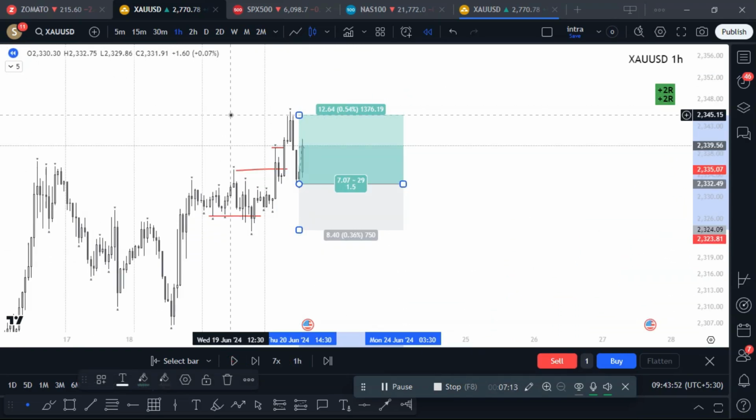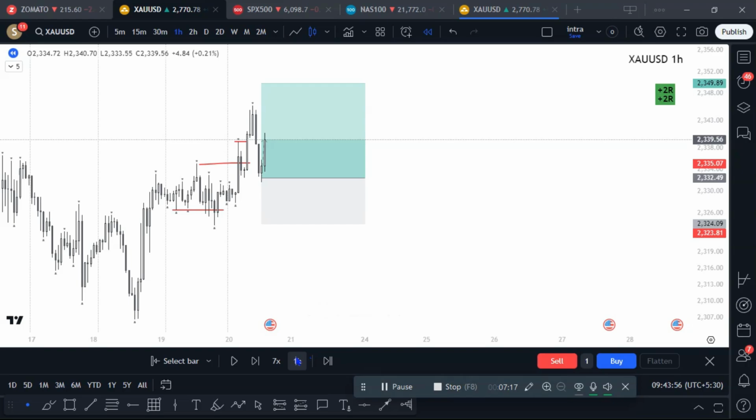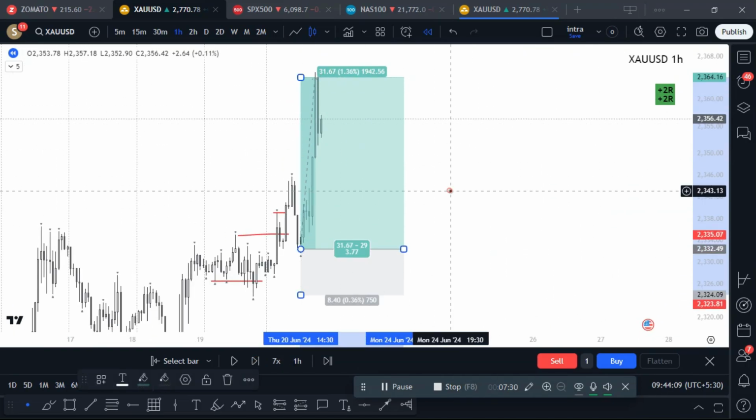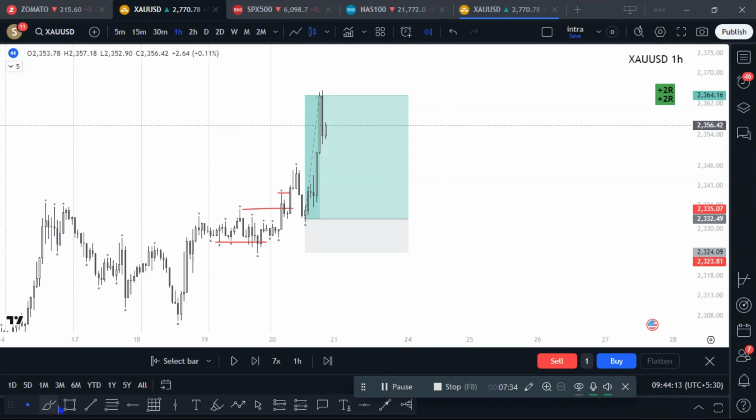And boom, 2R. Here the target is a simple 2R. Easy, guys. Let the probabilities play out. Don't overthink when price just keeps going and you say, oh, I should catch 5R, 6R. No, guys, your job as a trader is to just take a piece of the move.